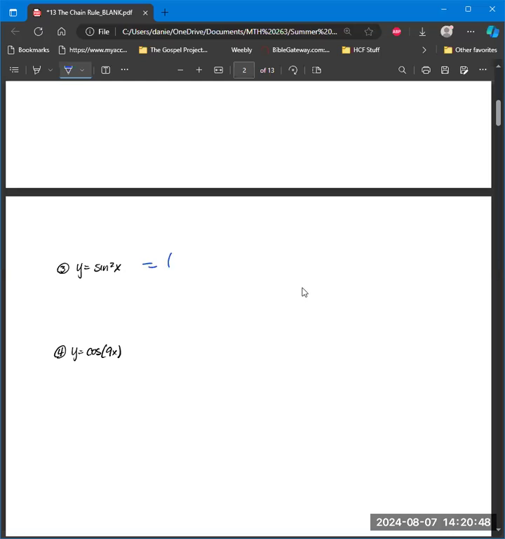This is really the same thing as sine x quantity squared. Let's take the derivative of the outer function, leaving the inner function alone, times the derivative of the inner function. It's 2 sine x cosine x, which is the same thing as sine of 2x by identity.